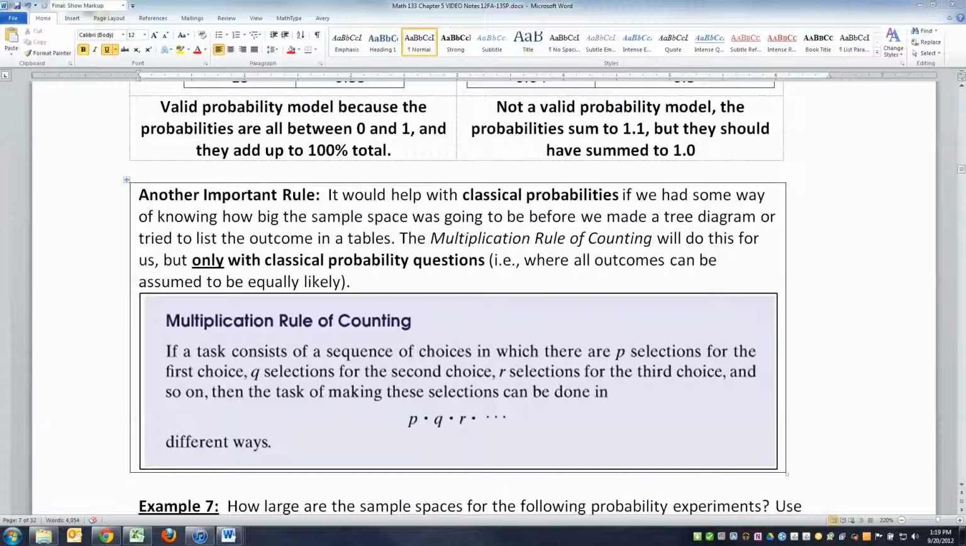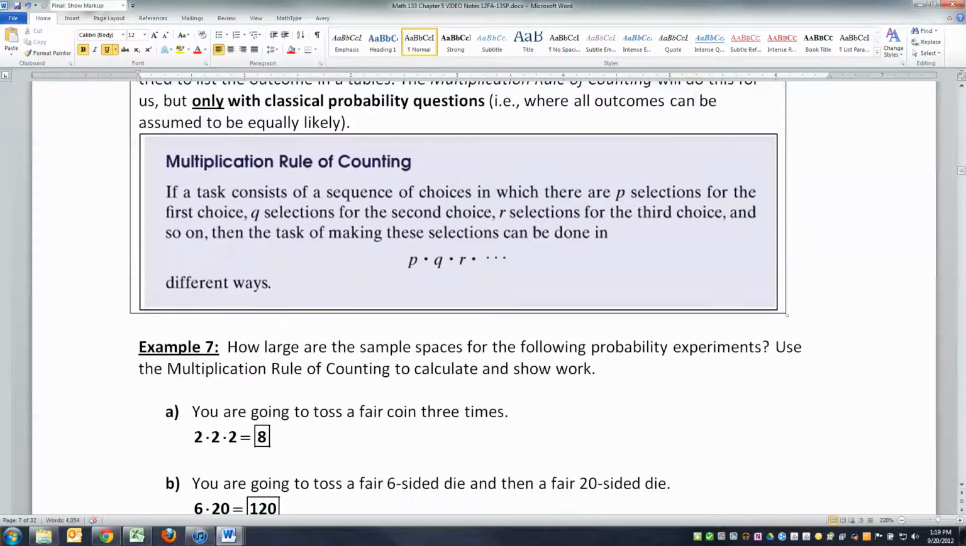So the multiplication rule for counting will do this for us, but only with classical probability questions where all outcomes are equally likely and all that stuff. Okay, so this is actually a little bit from section 5.5. We don't cover much of 5.5, but this is one thing that it is valid to know and you should know. And I'm just going to sneak it into 5.1 instead.